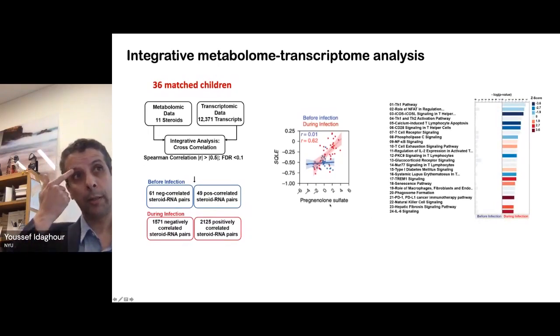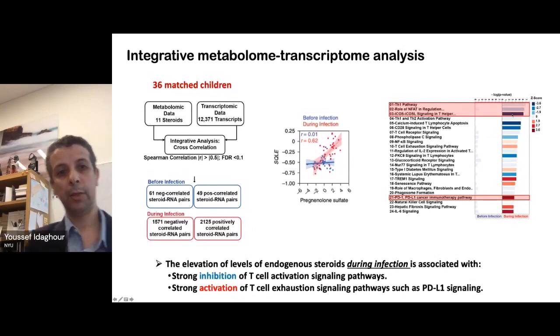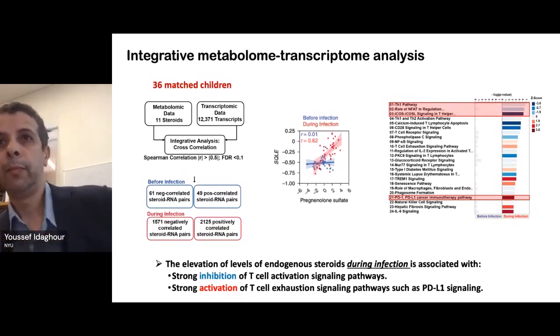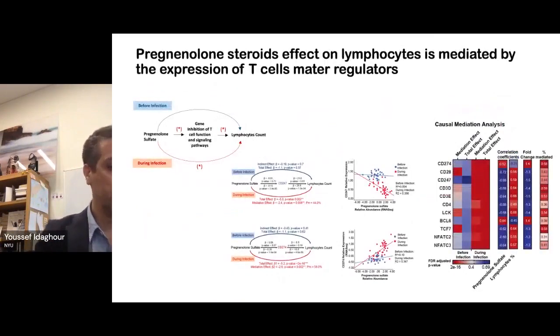And then we took all those genes that are significantly associated with these steroids, and we did ingenuity enrichment analysis, both in the before infection and during infection stage. And you can clearly see here that there is a signal that relates specifically to T cell function or lymphocytes in general. And this effect is not significant whatsoever before infection. And the Z-score here indicates either inhibition in blue or activation in red of those pathways. In particular, what I really would like to highlight is that we observe a strong inhibition of T cell activation signaling pathways and strong activation of the T cell exhaustion signaling pathway, including the PD-L1 signaling pathway. So again, a combination of activation and inhibition of pathways, but they all hint to inhibition of T cell function or lymphocytes in general.